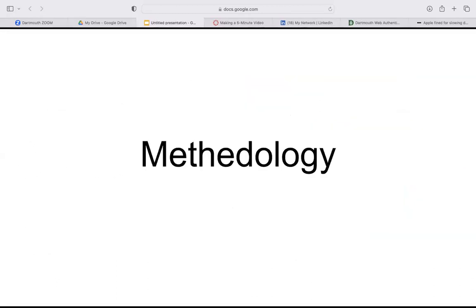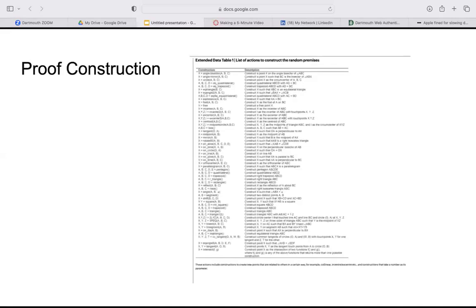So how does the language model work? So first we need to generate a lot of synthetic data. We generate a lot of synthetic data by creating lots of problems and then creating the graphs for each of these problems and then having it predict the constructs required, or the premises required, to actually solve these problems.